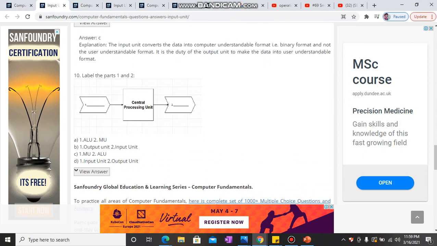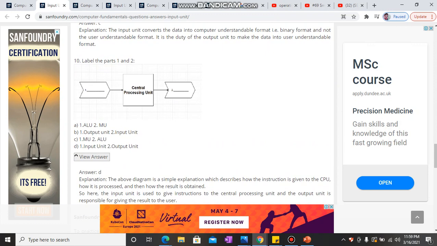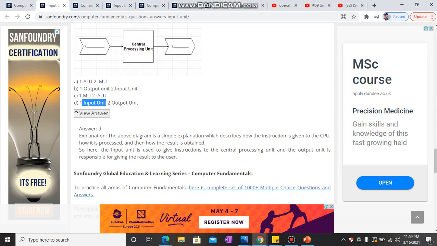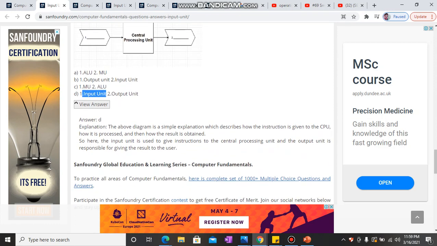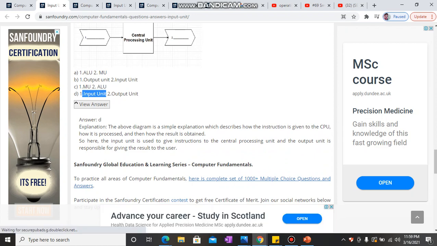You can see that they label part 1 and part 2, and the answer is D, input and output. This is the input and this is the output. In the above diagram, it's a simple expression which describes how the instruction is given to the CPU, how it is processed, and how the result is obtained. So here the input is to give instructions to the central processing unit, the CPU, and the output is responsible for giving the results.